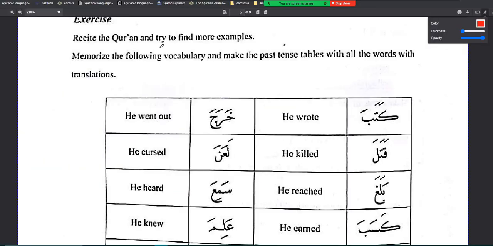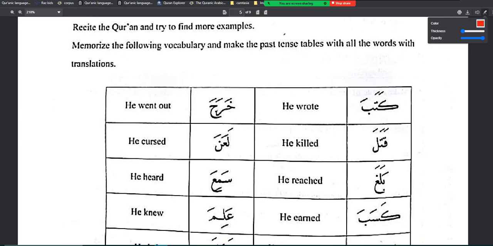Recite the Quran and try to find more examples from the Quran. This is very important. So every single time from now onwards, at least now that we finished unit 1, even if you were not able to read a page a day, at least thrice a week, read a Quran page a day with translation, because you're learning more now, right? So you'll find more fi'l in the Quran.